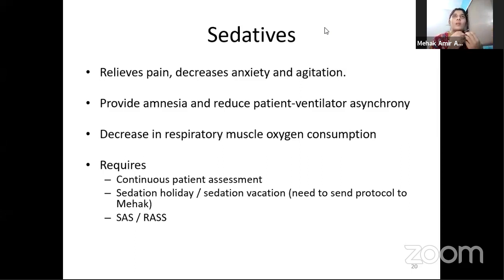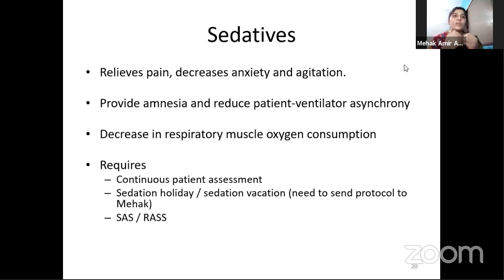And when we are talking about amnesia, there is multiple research showing that when the patient is not properly sedated, there are chances of ICU psychosis and delirium. That is what the patient struggles with after the course of treatment. So you need to provide an amnesia effect, and you need to reduce the patient-ventilator asynchrony. So sedation is an option to use in ICU settings, and it reduces respiratory muscle oxygen consumption.